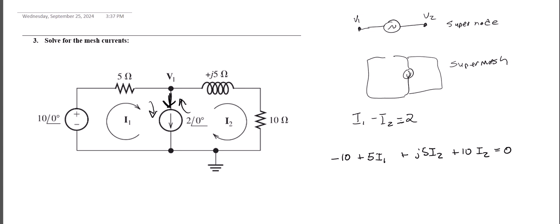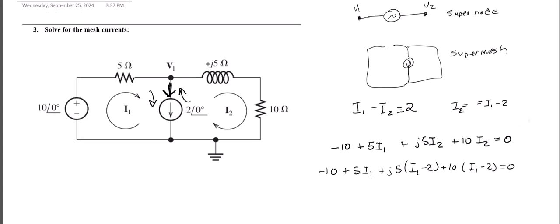So it doesn't matter which current we're trying to solve for first. It does not. Which one do you want to solve for? We solve for I1. Okay, so I2 equals I1 minus 2. So minus 10 plus 5I1 plus j5 times (I1 minus 2) plus 10 times (I1 minus 2) equals 0.